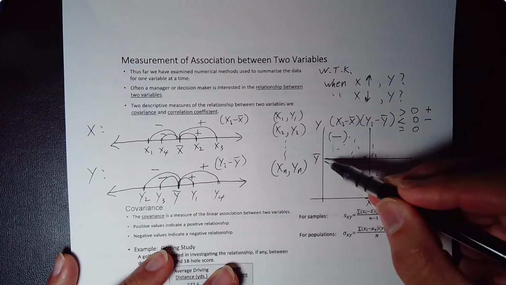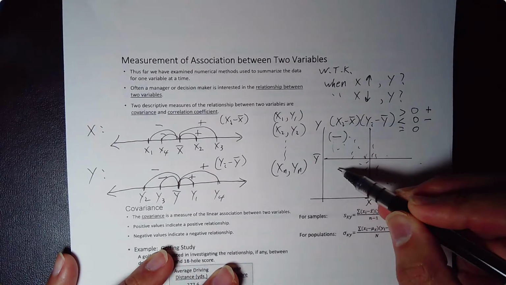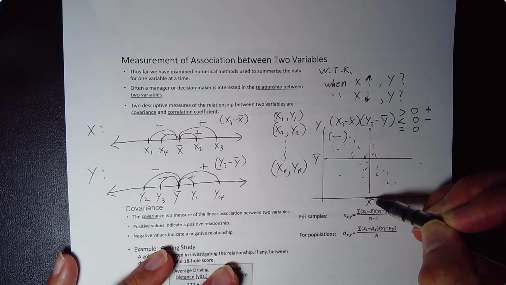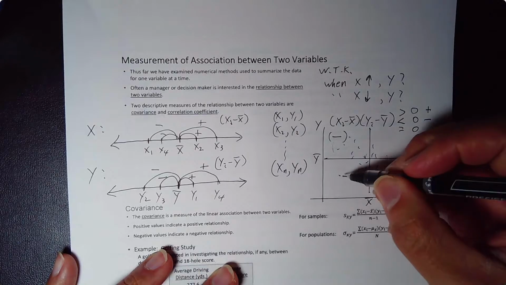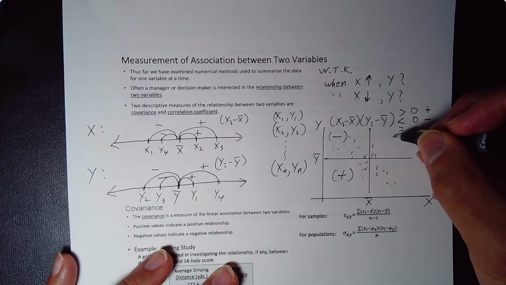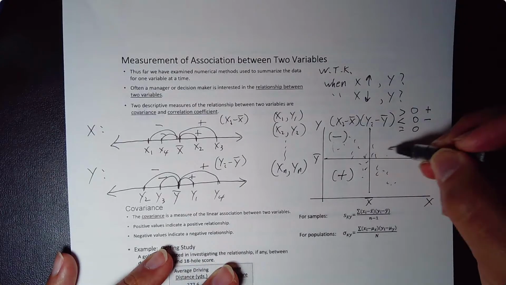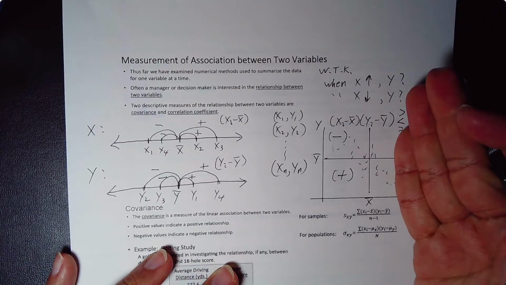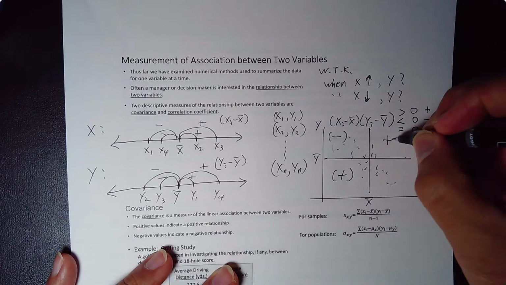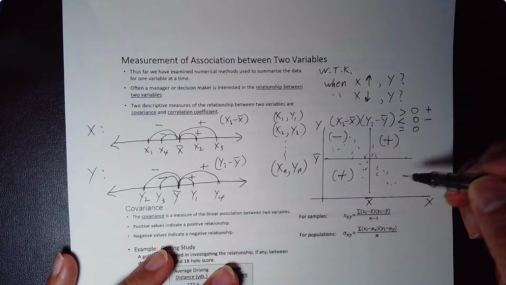Here, yi minus y bar is negative. xi minus x bar is also negative. Negative times negative, I'm going to get positive here. And here, same idea: xi minus x bar is positive because I'm on the right side, and yi minus y bar is also positive. So I'm going to get a positive value here. And then here, I'm going to get a negative value.